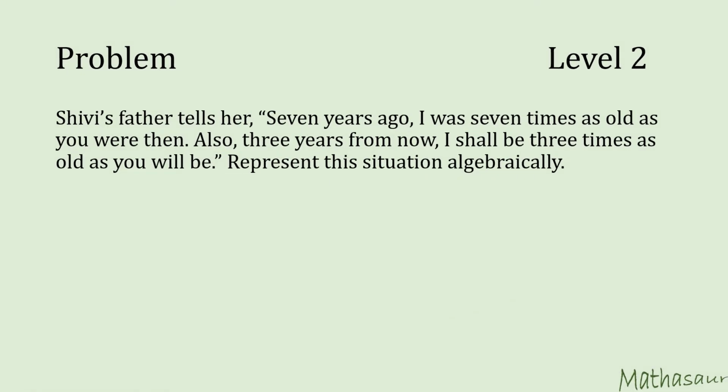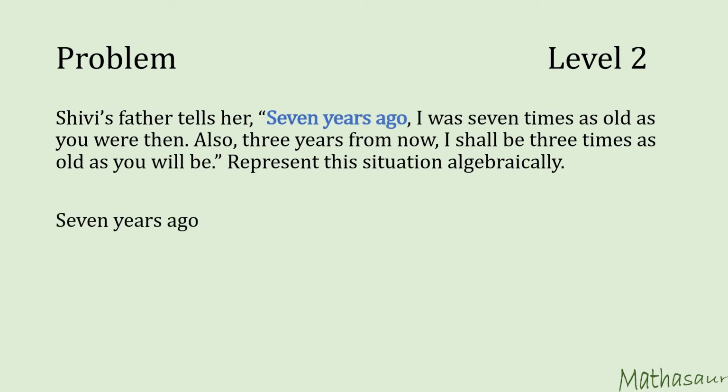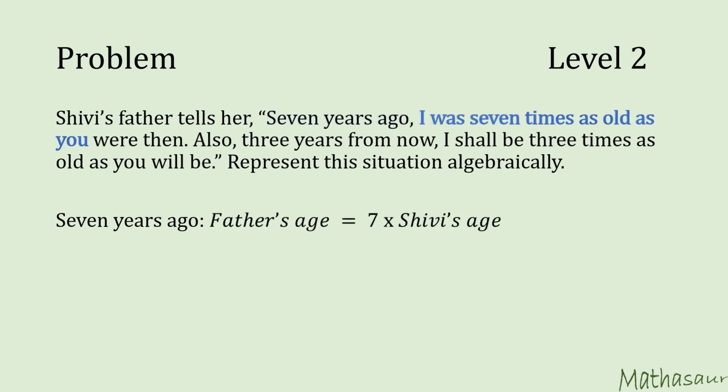Let us look at another problem. Shivi's father tells her, 7 years ago, I was 7 times as old as you were then. Also, 3 years from now, I shall be 3 times as old as you will be. Represent this situation algebraically. So let us read the first statement. 7 years ago, Shivi's father was 7 times as old as Shivi.